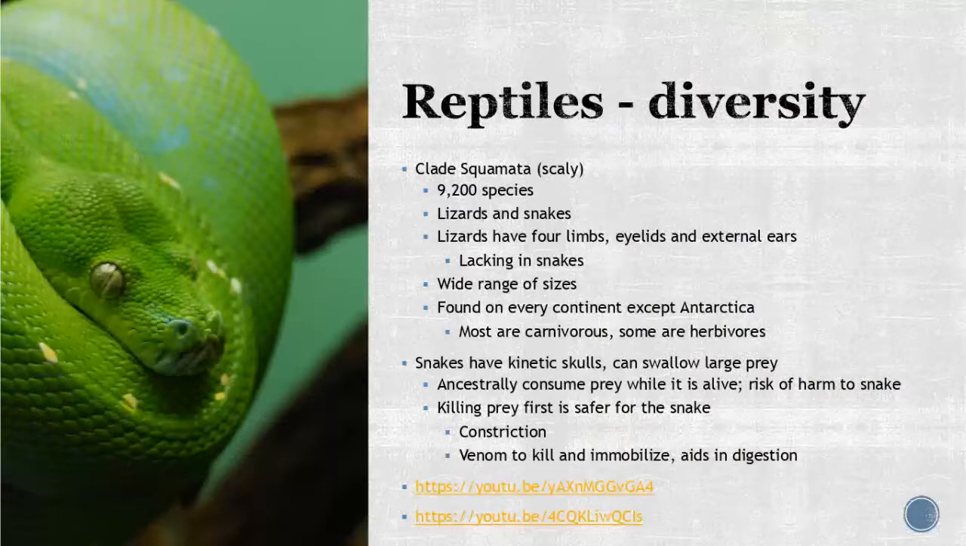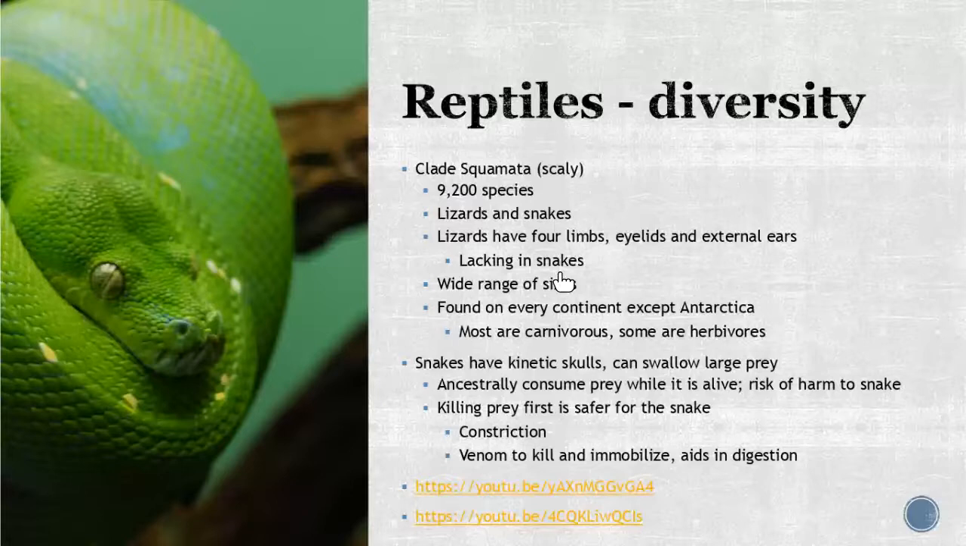Probably a lot of people fear this group too, this clade Squamata. So when you think of Squamata, think of scaly skin. About 9,200 species here, and these are your lizards and your snakes. Now, lizards might have 4 limbs and eyelids and external ears. Those are lacking in snakes. Snakes have no arms and legs. You know, that's the way they are.